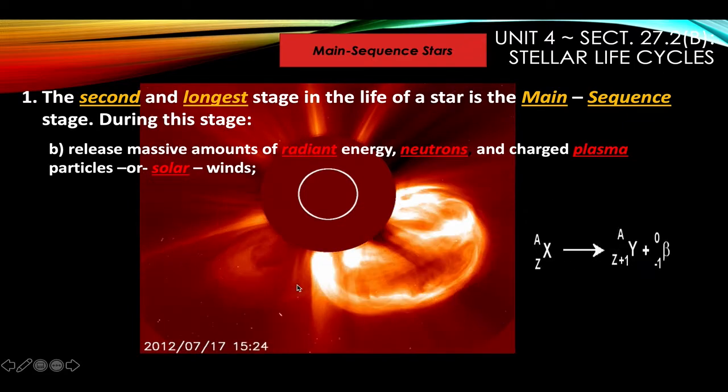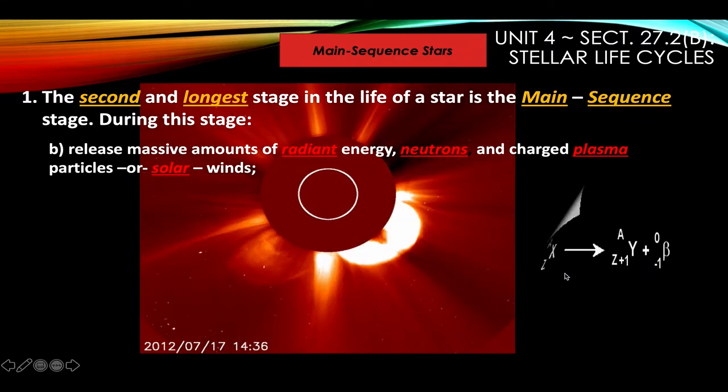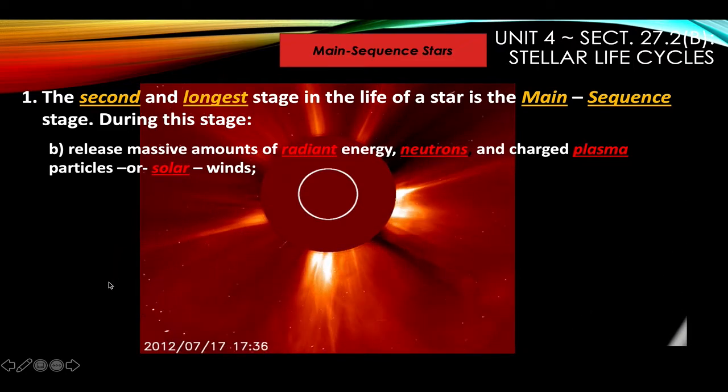These are some of the elements that will form due to this fusion, because we actually get heavier elements as well.